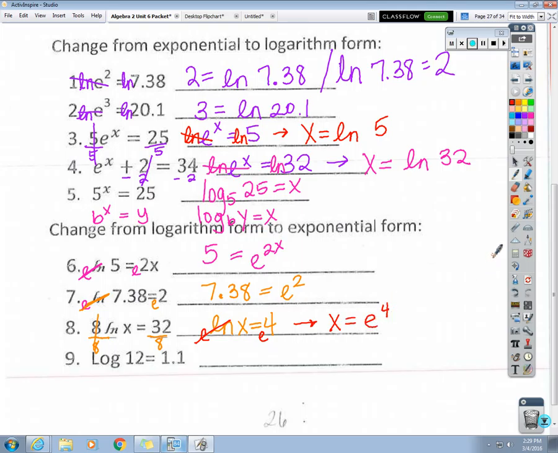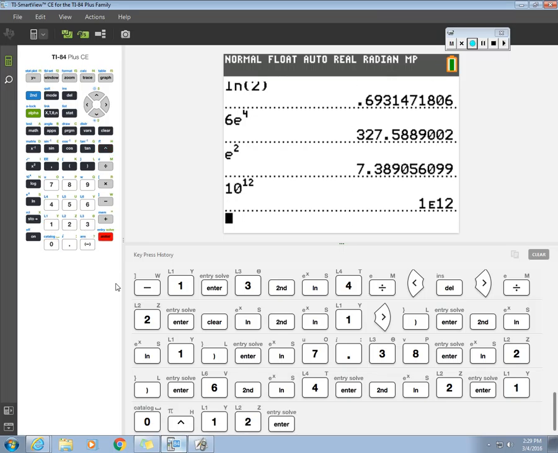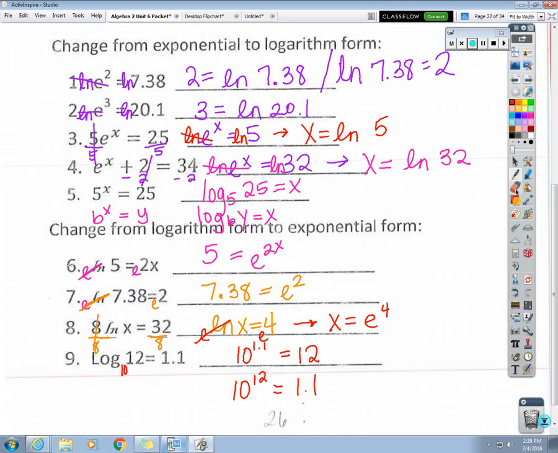Okay, number 9, what's the base? 10. So when we write in exponential form, what's it look like? Right, and remember, you can check them. Like if you had accidentally wrote 10 to the 12th power equals 1.1, when you type that in, 10 to the 12th power is definitely not 1.1. So you would know if something was not right.